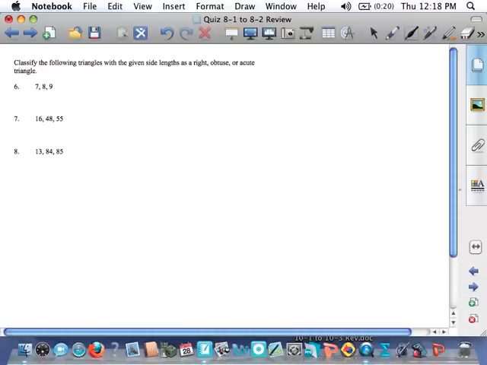Next, classify the following triangles with the given sides as right, obtuse, or acute. Okay, so we have 7 squared plus 8 squared. How does that relate to 9 squared? So 49 plus 64 is greater than 81. That means that that is acute.